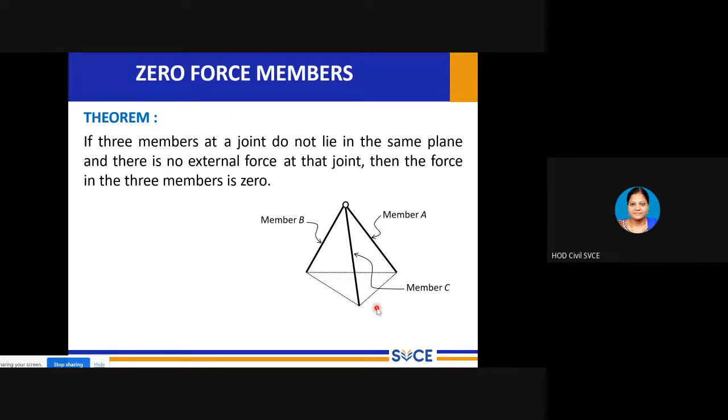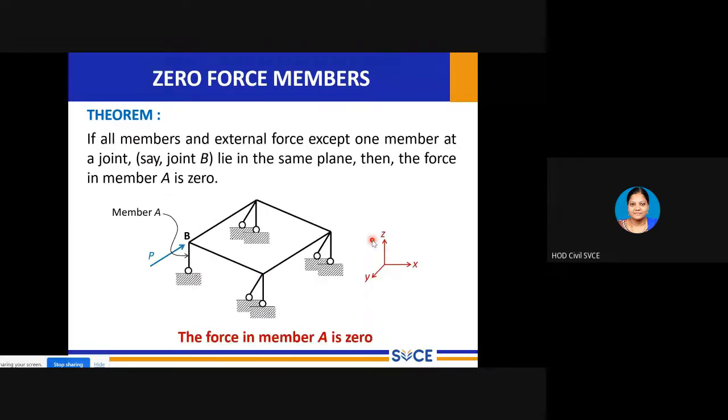And the next condition is that three members again meeting at a particular joint, member A, member B, and member C, do not lie in the same plane. Okay, so you have to understand this. These three members do not lie in the same plane, and also there is no external force at this particular joint. In that case, all the three forces, force in member A, member B, member C, will be 0. Okay, so that is another thing.